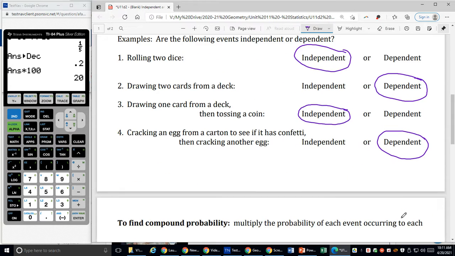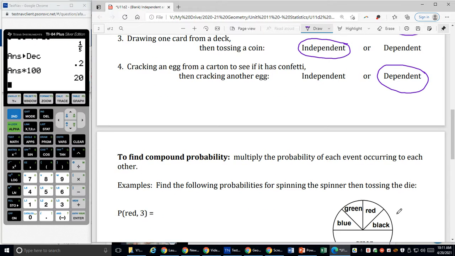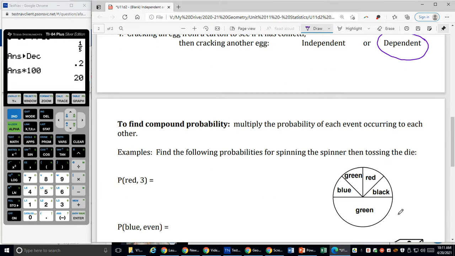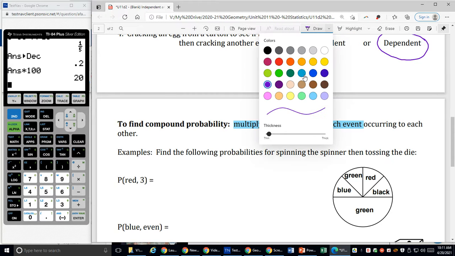Let's look at actually finding some of these compound probabilities. To find compound probability, you're going to multiply. Let me get a different color here. You're going to multiply the probability of each event to each other. So you're going to find each probability and then multiply them together. So let's look at doing that.